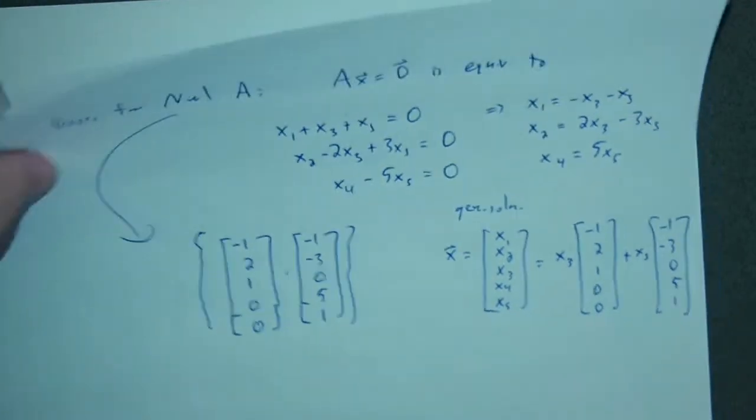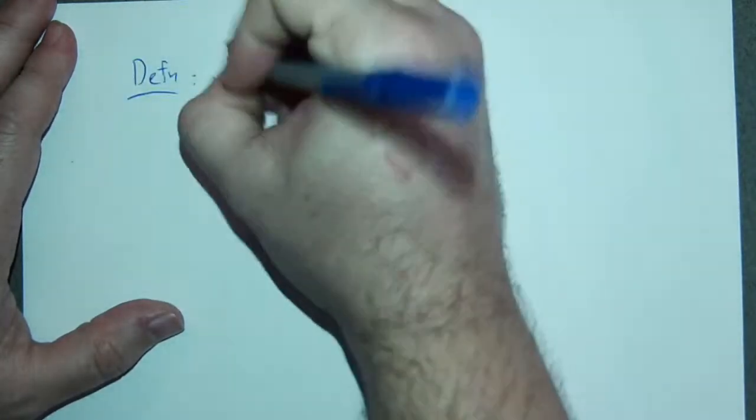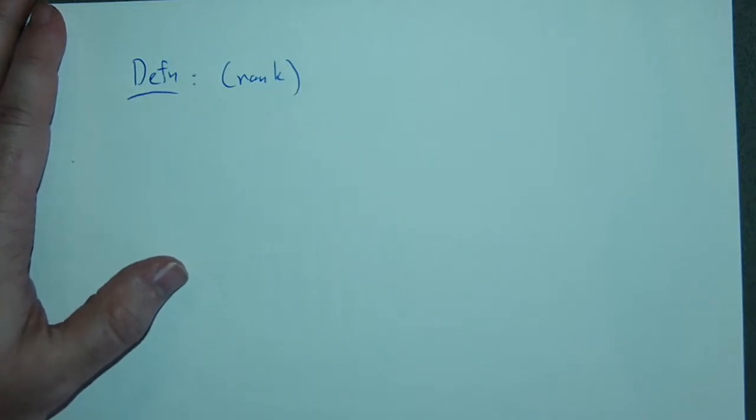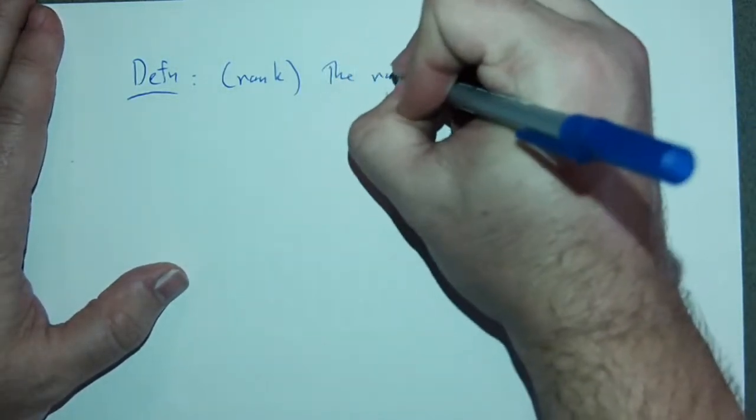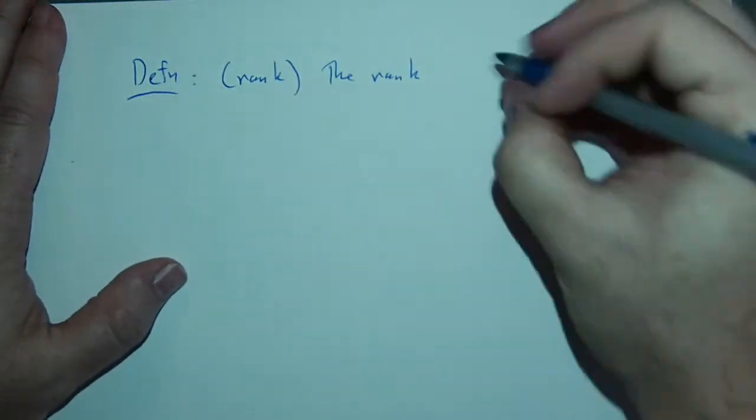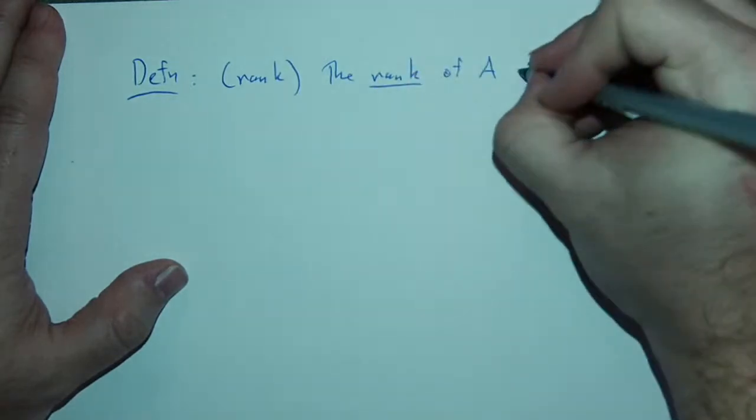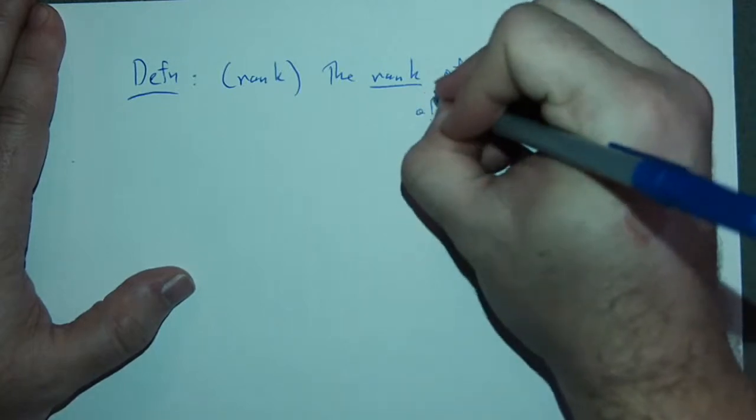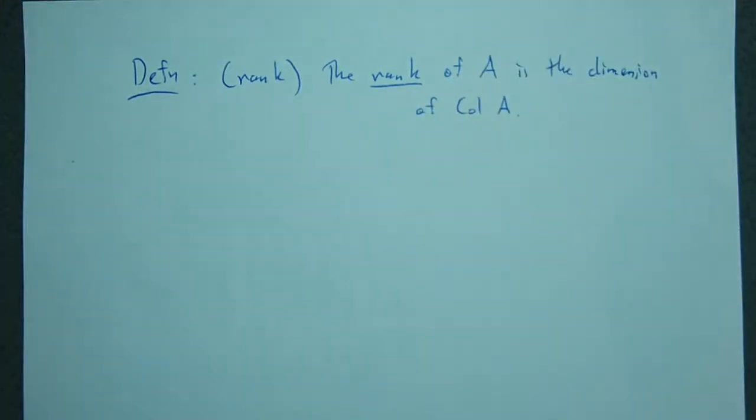Okay, now why did I go through all of that? We have been dancing around a quantity that makes describing a lot of this much, much easier. And what is that quantity? I wrote it at the beginning of the lecture. That quantity is called the rank. As I said, you have already seen this. So the rank of A is the dimension of the column space of A.